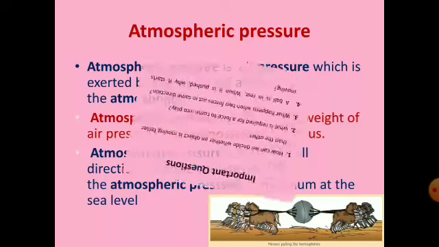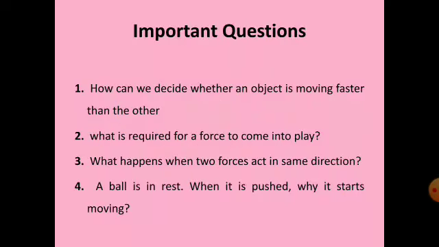So this is the end of notes, and now let's get to know about some important questions which can come in the exams for this particular chapter. The first question is, how can you decide whether an object is moving faster than the other object? The answer to this question is that we can decide whether an object is moving faster than the other object by calculating its speed. The formula for this is speed equals distance upon time.